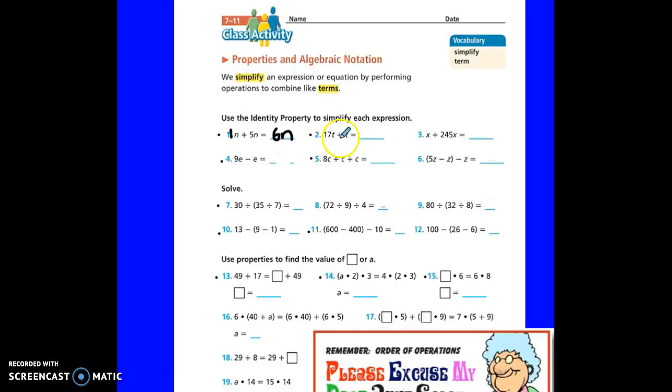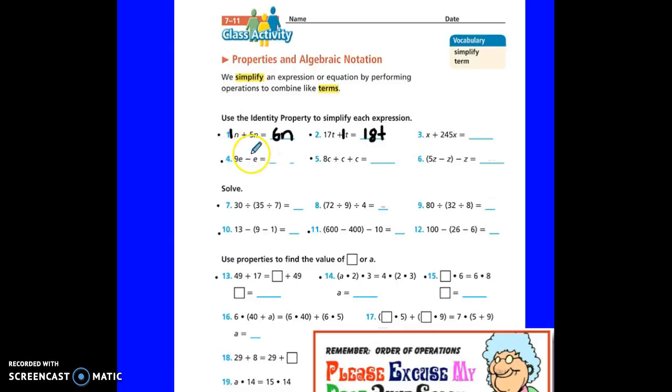This one says 17t plus t. And again, if we don't have a number in front of it, it's just like a 1. So it's saying 17t plus 1t. So I just add 17 plus 1, which gives me 18. And then I can just go ahead and add on the t. So 17t plus 1t is 18t. So we simplified the expression. All right, I want you to go ahead and try this one on your own. Go ahead and pause the video and try it.